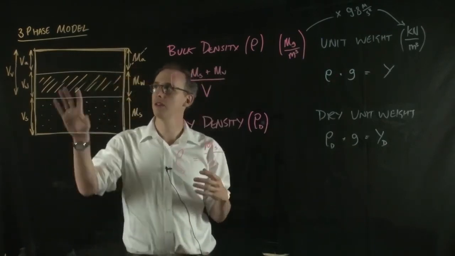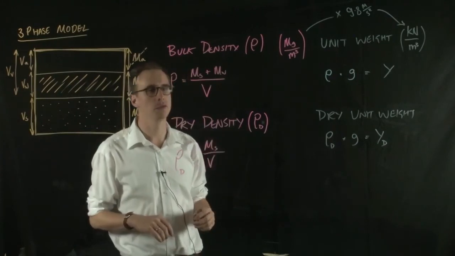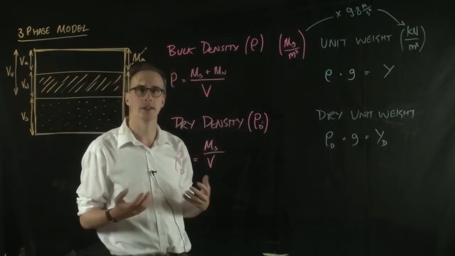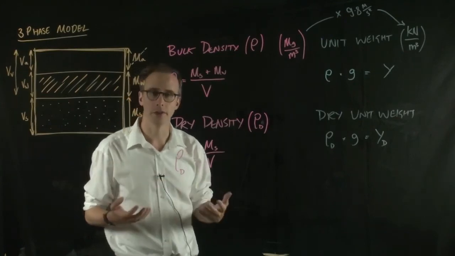So from the three-phase definition of soils, we've been able to generate these 4 parameters: the bulk density, the dry density, the unit weight, and the dry unit weight.